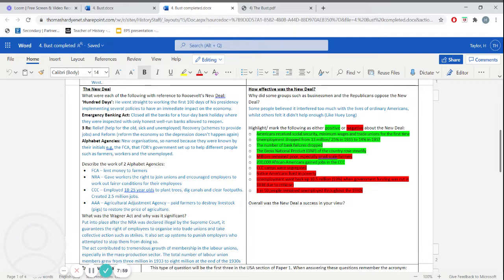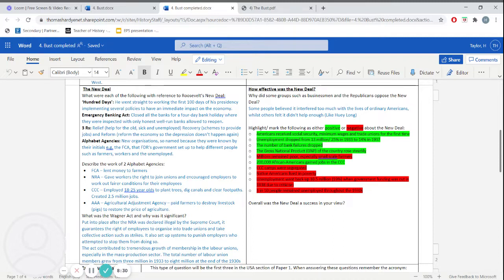The 3 R's. These are the 3 key campaign promises that Roosevelt promised to achieve, and that's relief, which is help for the old, the sick, and the unemployed. So provide them with relief from their struggles in the Great Depression. Recovery, and that referred to schemes to provide jobs. And reform. So reform the economy so the Depression doesn't happen again. Once we've fixed the problem, we're now going to fix what caused the problem so we don't have it happen again.